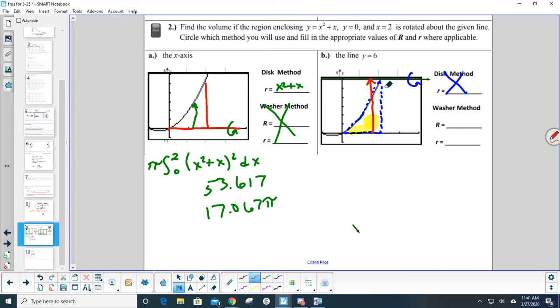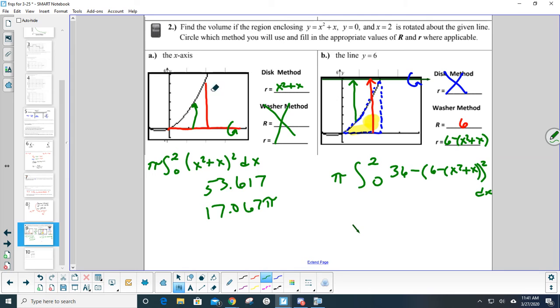So this is my capital R. My capital R is just, we're at 6, so R is 6. My little r is 6 minus x squared plus x. Yep. So I'm going to say pi integral, and this time we're still going on the x, so it's 0 to 2. And we're going to say capital R squared minus little r squared dx. And I'm going to let you pop that in your calculator. You can do that. Okay. Good with that one? Yeah, I'm good with that one.